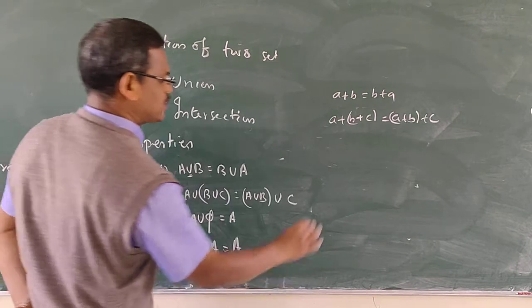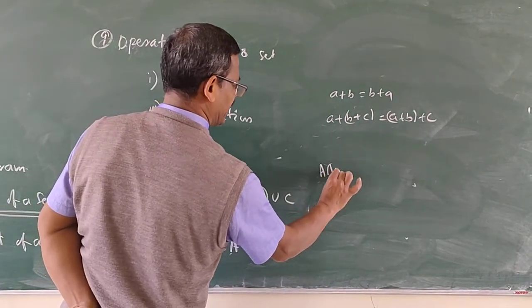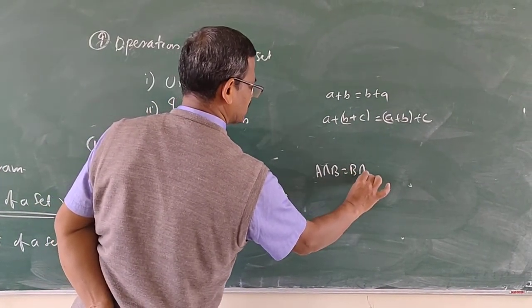Similar properties of the intersection are also there. A intersection B is equal to B intersection A.